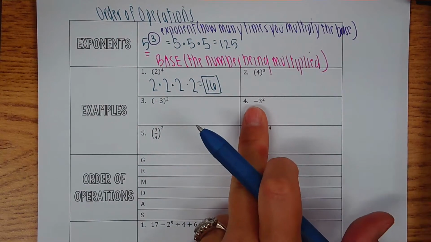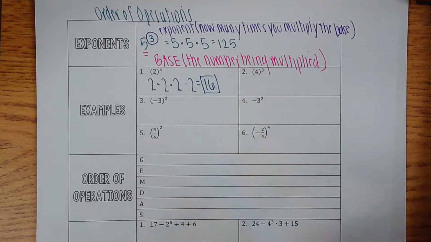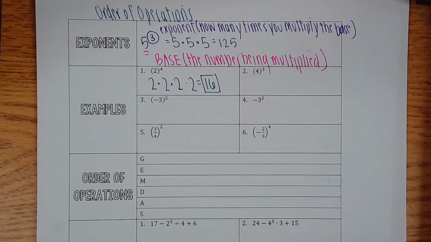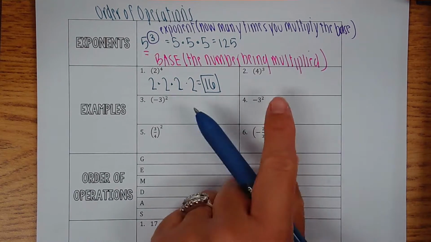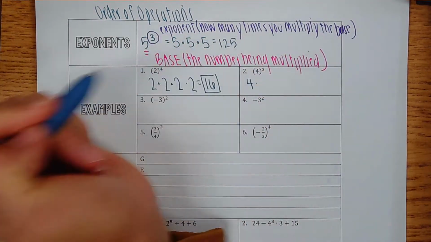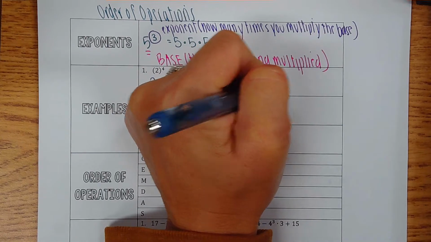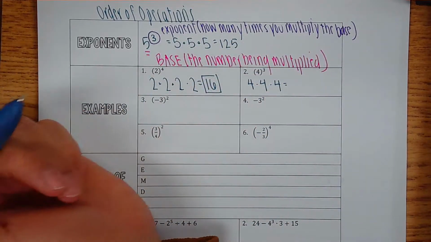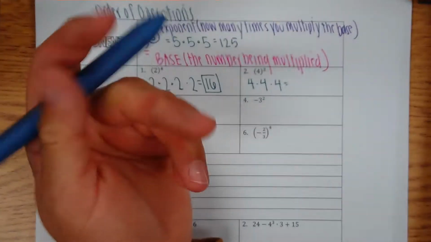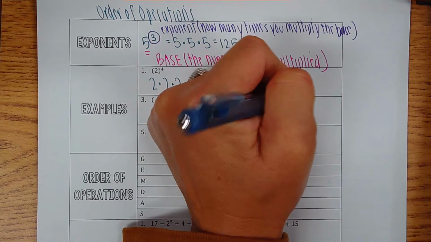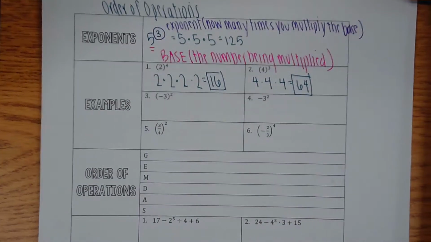So go ahead and pause me for a second and try and do number 2. All right, I'll give you a second to pause. Okay, so those of you who might have gotten a little stuck, you take your base, which is 4, and you multiply 4 by itself 3 times, because the exponent is 3. So 4 times 4 times 4 will give you 64. So your answer is 64.